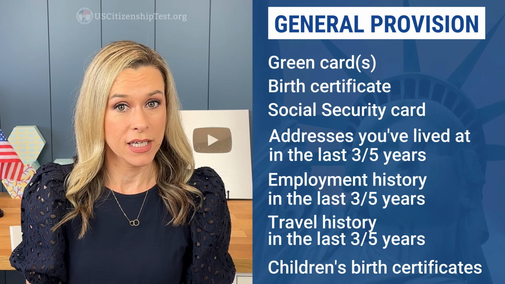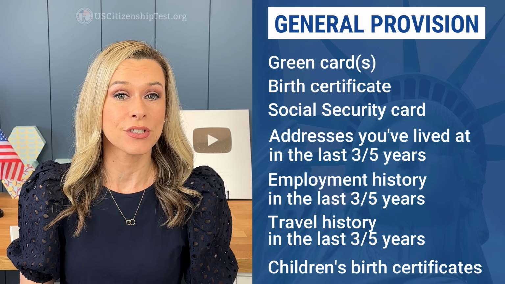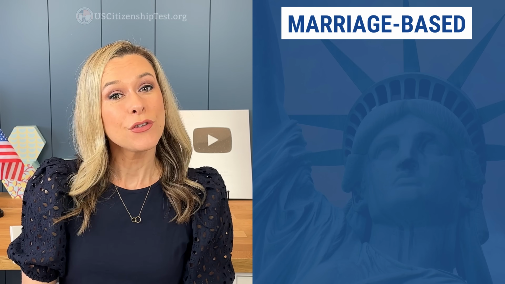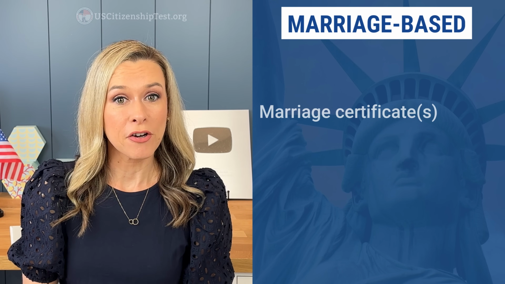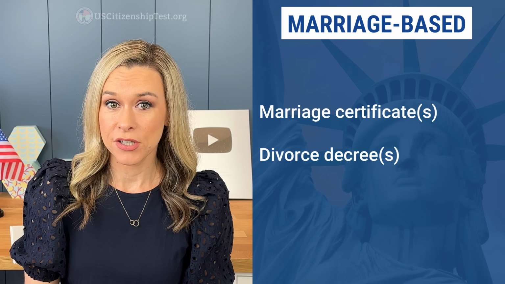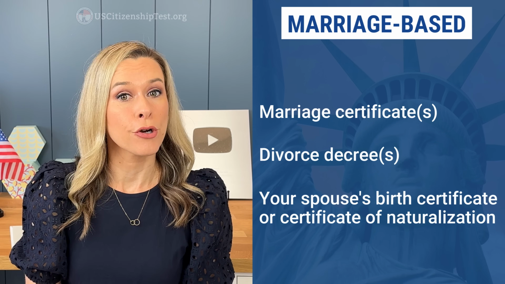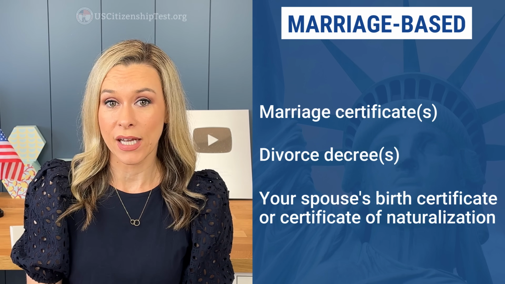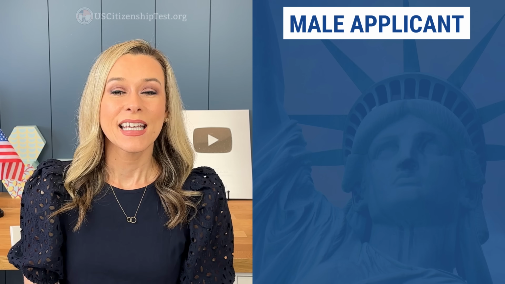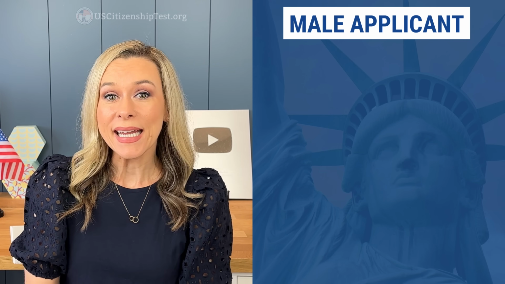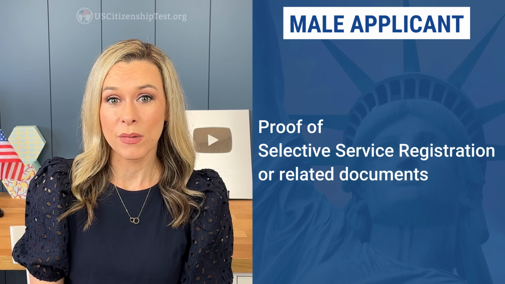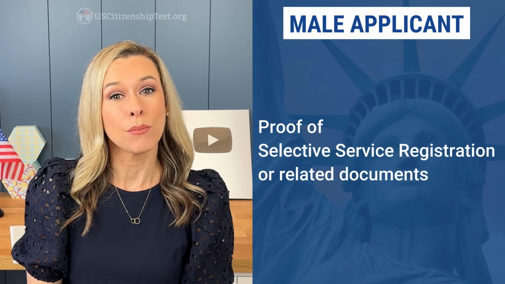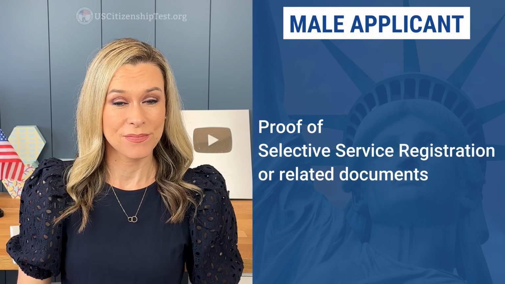your children's birth certificates if they are under 18 years of age, and if you apply under marriage-based, you should also have marriage certificates, divorce decrees, your spouse's birth certificate or certificate of naturalization. If you're a male applicant, you might need Selective Service registration or related documents, and I'll go over that in more detail when I get to that section.